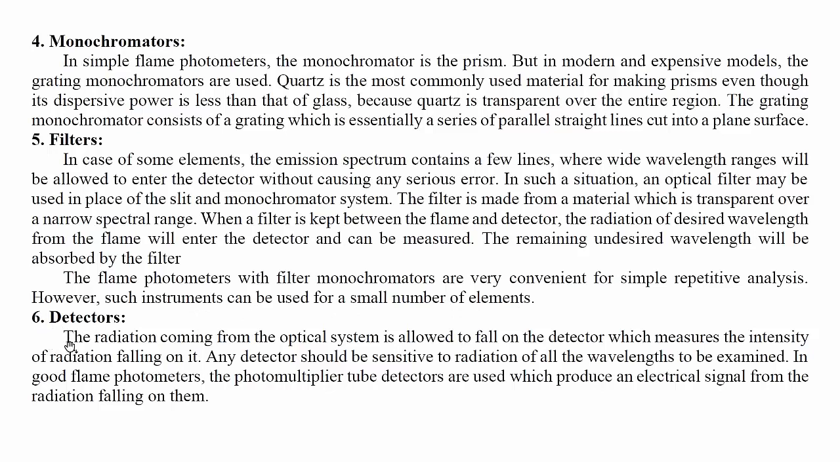Detectors. The radiation coming from the optical system is allowed to fall on the detector, which measures the intensity of radiation falling on it. Any detector should be sensitive to radiation of all the wavelengths to be examined. In good flame photometers, the photomultiplier tube detectors are used, which produce an electrical signal from the radiation falling on them.